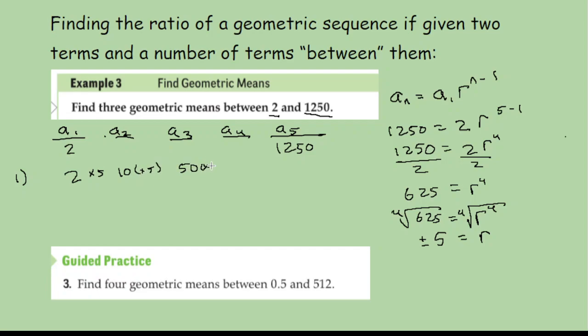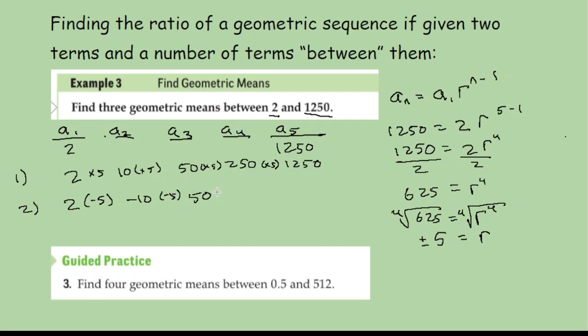If you multiply by 5, you get 250. And then 250 times 5 again gives you 1250. So that's case 1. And case 2 is negative 5. So you have 2, and now I'm going to go times negative 5, which gives you negative 10. And then times negative 5 again gives you positive 50.